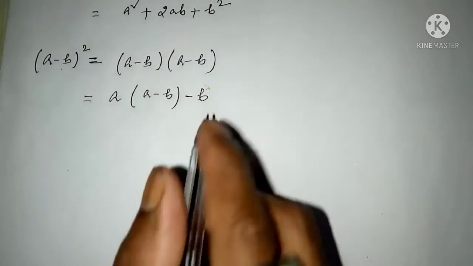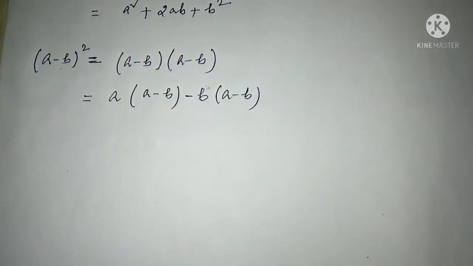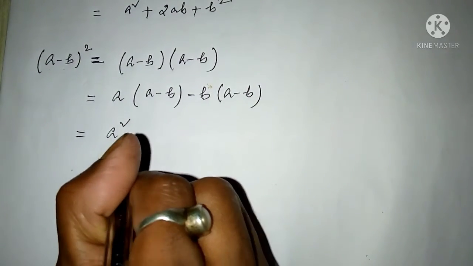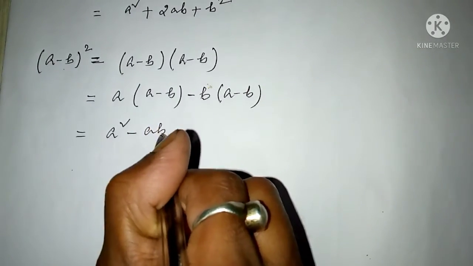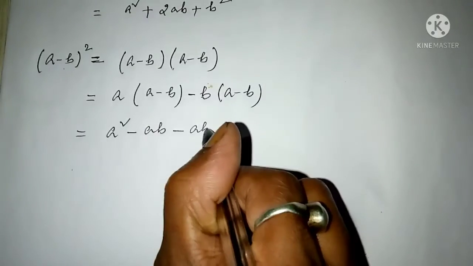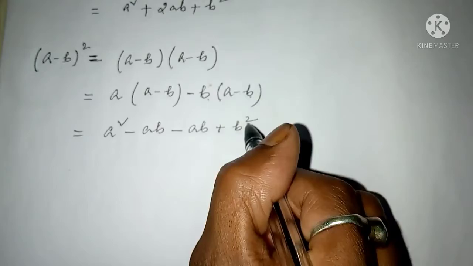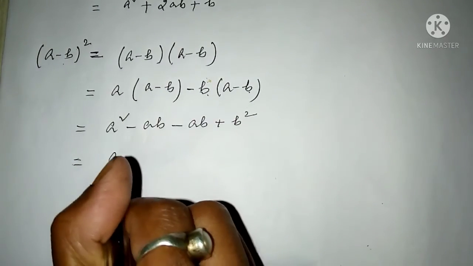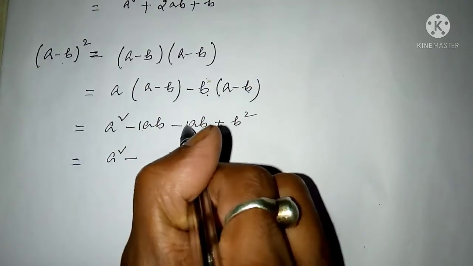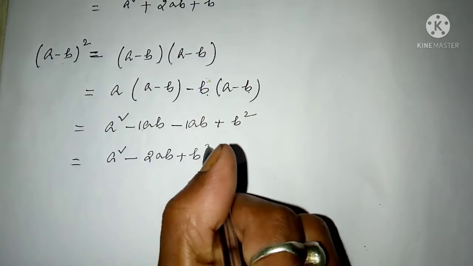Then minus b into again a minus b. Then you multiply a into a, that is a square, minus a into b, that is ab. You have a minus here, b into a, you can write ab as well, minus into minus, that is plus, b into b, that is b square. So you write a square as it is, minus ab minus ab, 1 and 1, that means this is minus 2 times ab plus b square.